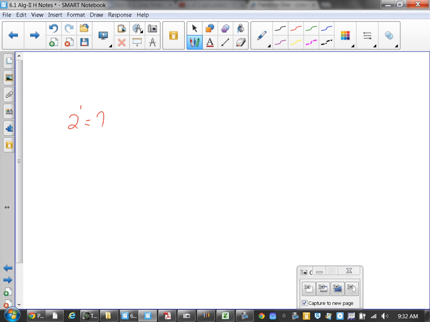What's 2 squared? 4. What's 2 to the third? 8. 2 to the fourth? 16. 32. And so on and so on. Everybody agree with that? Okay. Let's go the other direction. What's 2 to the 0 power?